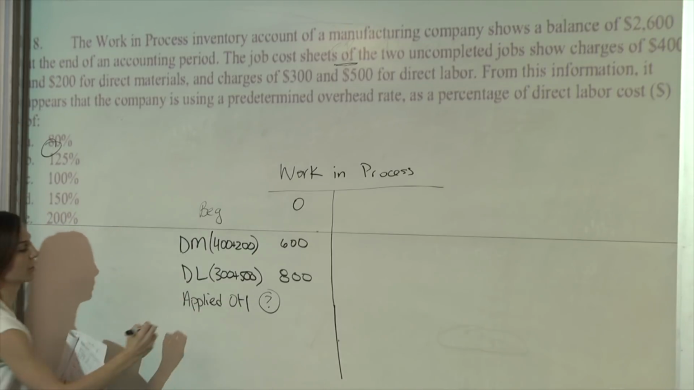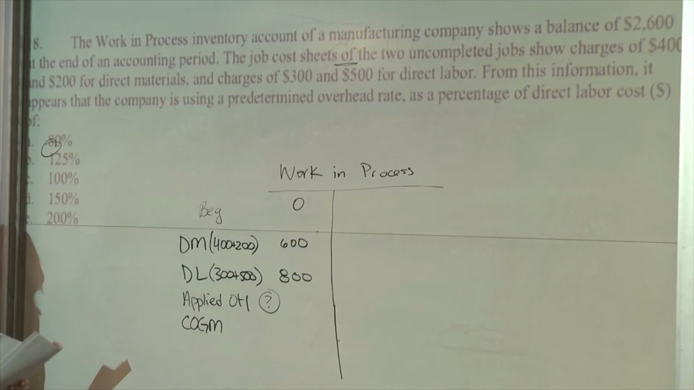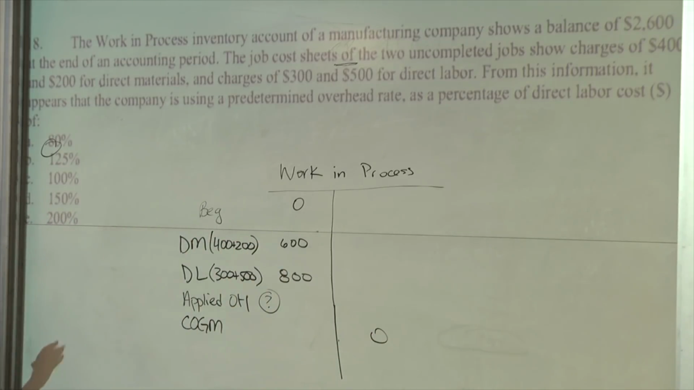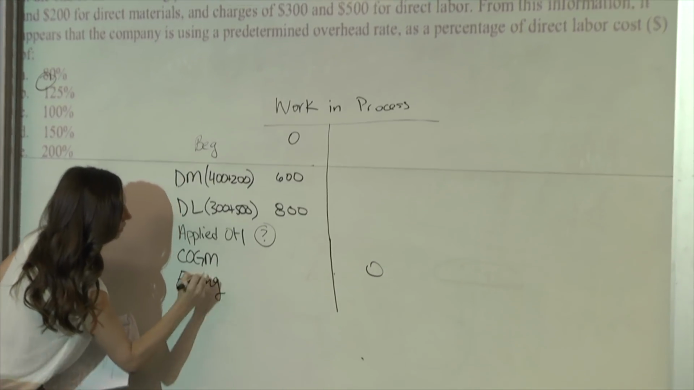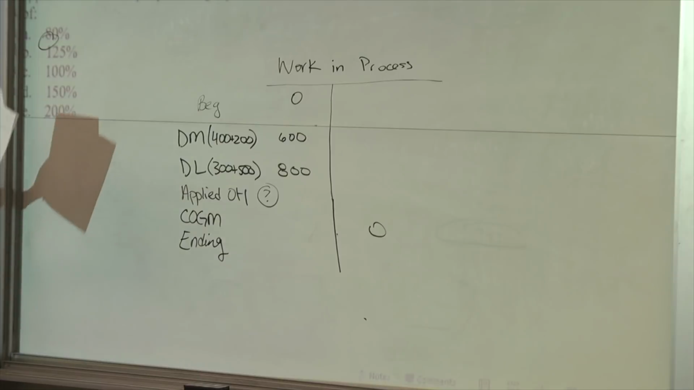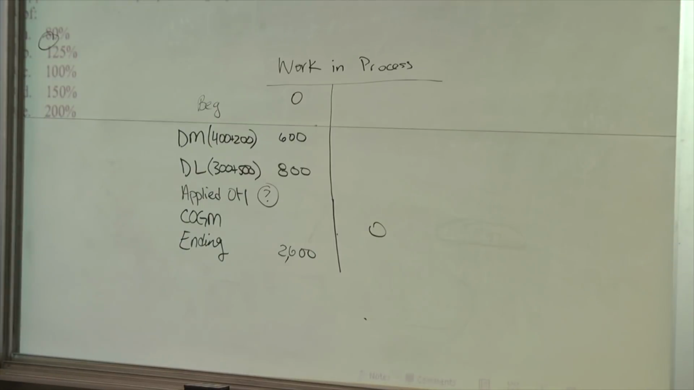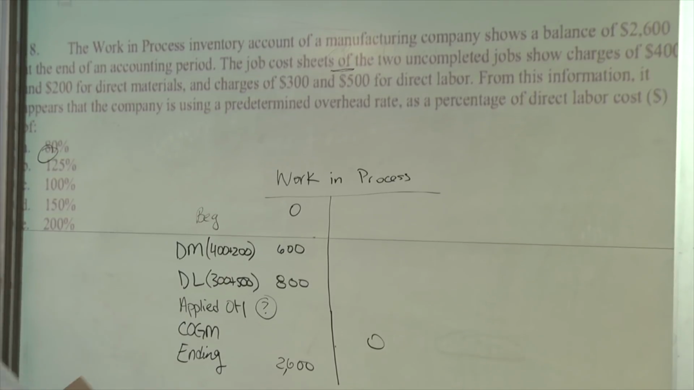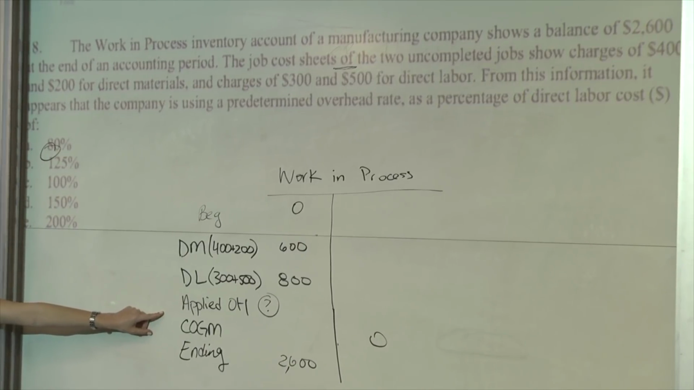We would have the cost of goods manufactured here, normally, but in this case, the jobs are uncompleted. They're not moving to finished goods yet, so we'll have 0 there. You don't really need to include that, but just for completeness, I am. And then we'll have the ending. So here we have a balance of $2,600, and we know that because it's just provided in the question for us. So because we know all of this other information, we can easily calculate the applied overhead.